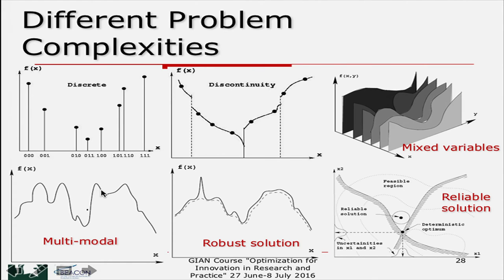So if I know a number of different solutions that give me more or less the same performance that I'm looking for, I have the liberty. I have the freedom to move around. So that's why multimodal solutions are very good. This is a sketch for such a function. And oftentimes we see that in practice.